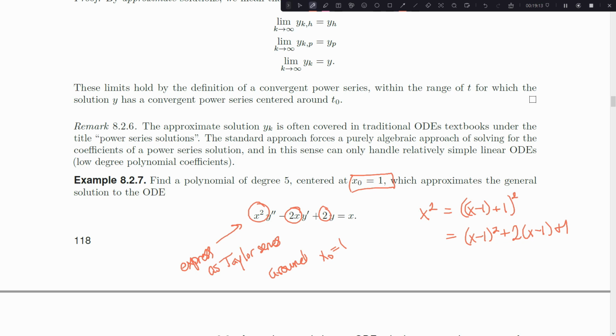Okay, moving on to negative 2x. We can play the same song and dance. This is x minus 1 plus 1, which if I separate it out is 2(x minus 1) minus 2. And then finally, 2 is equal to itself in Taylor series. So that's just something we have to be careful about if we're centering ourselves somewhere other than maybe how the ODE has been represented.